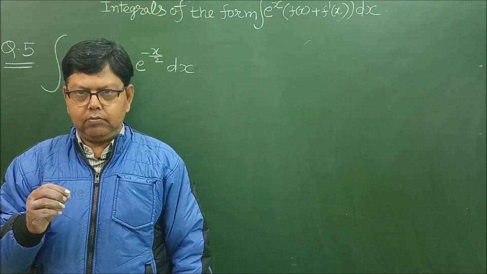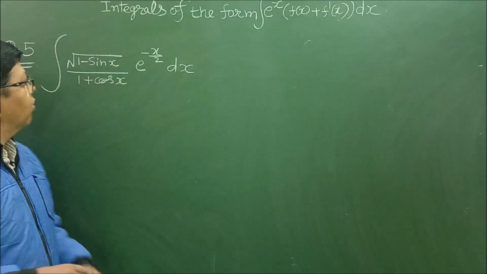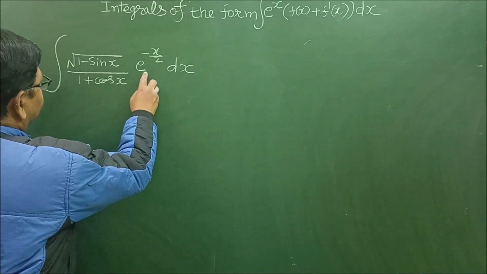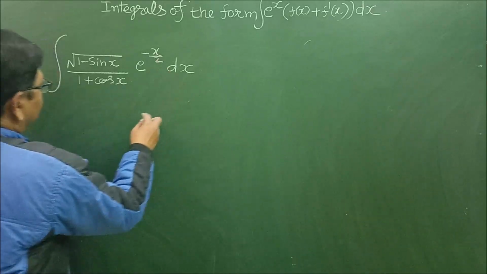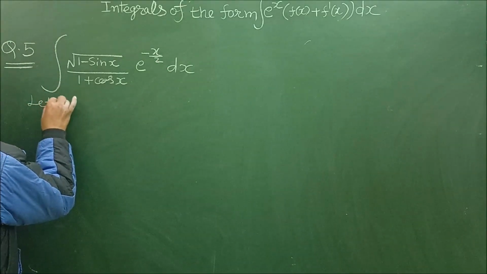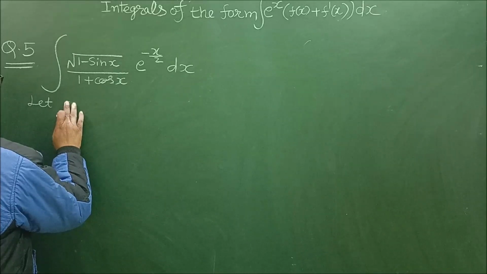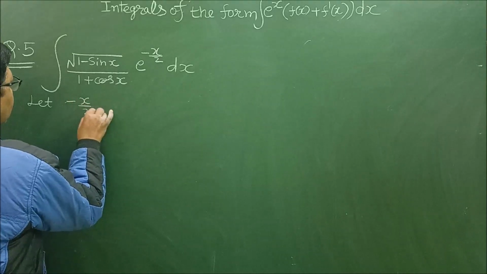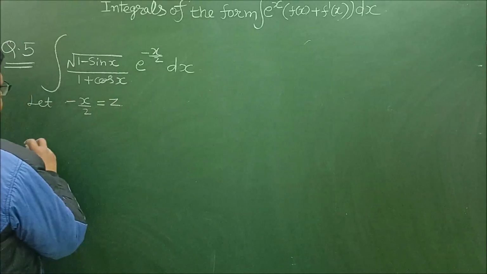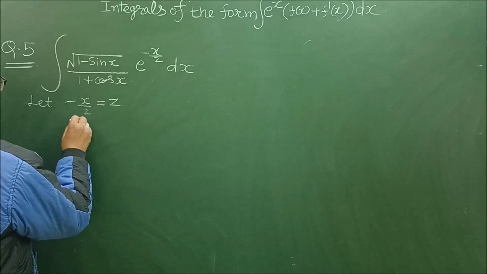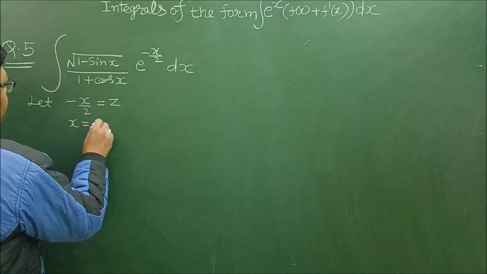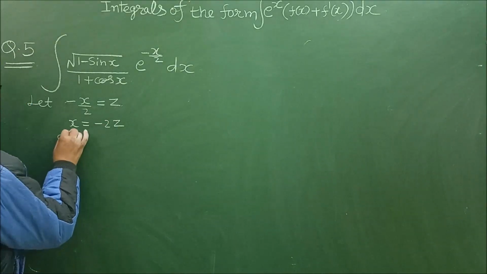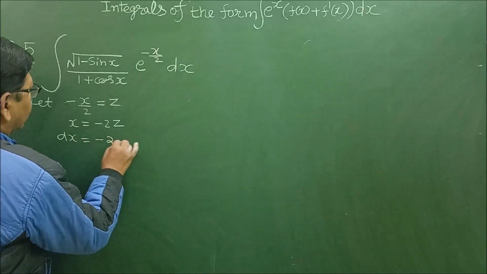Another tricky question. Question number 5. Find the integral of root of (1 minus sin x) upon (1 plus cos x), e raised to the power minus x by 2, dx. So let minus x by 2 is equal to z, or x is equal to minus 2z, or dx is equal to minus 2 dz.